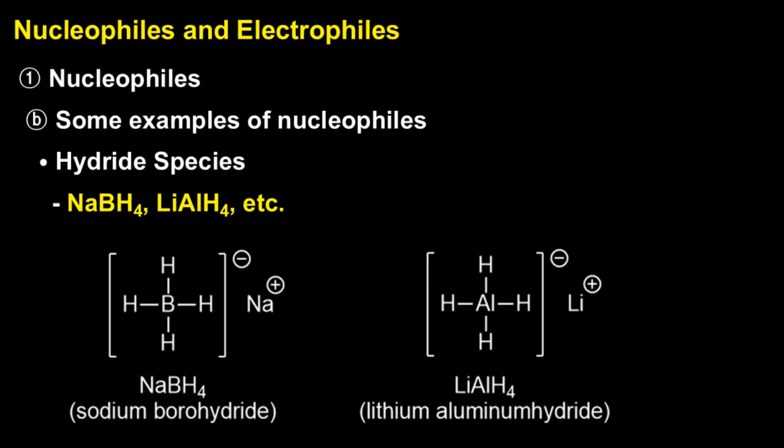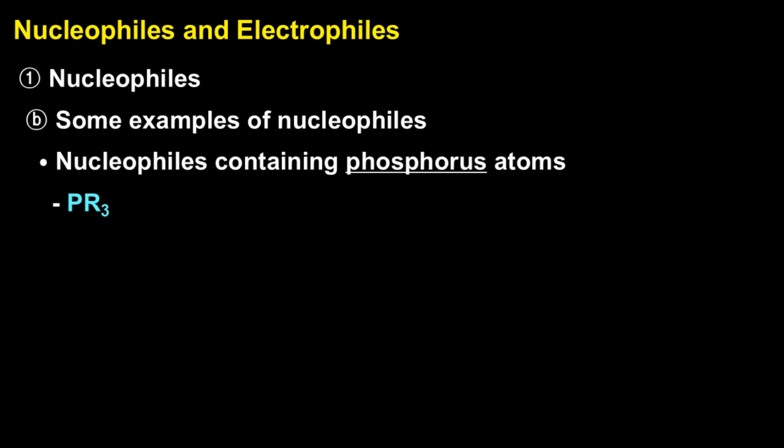Two of the most common hydride donors are sodium borohydride and lithium aluminum hydride. Sodium borohydride is milder. It's usually used to reduce aldehydes and ketones. Lithium aluminum hydride, on the other hand, is much stronger, and it can even reduce esters and carboxylic acids.